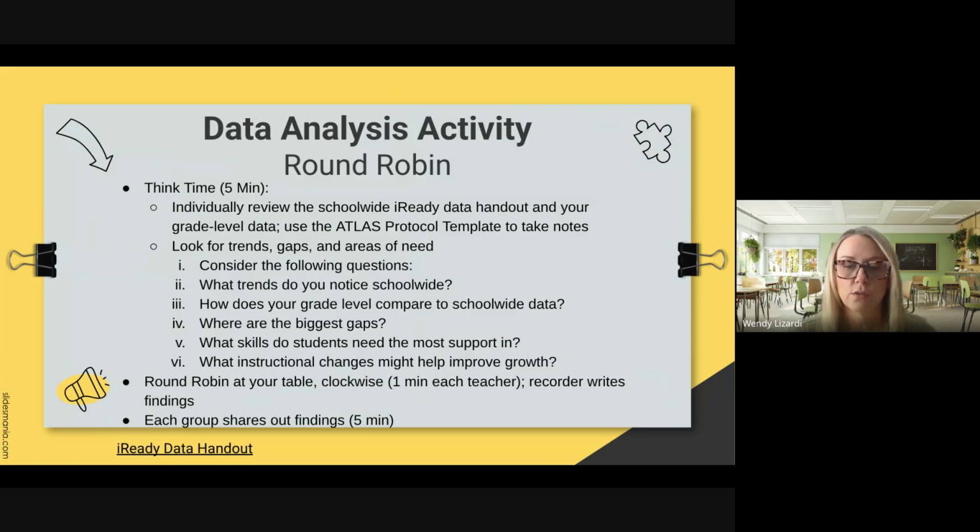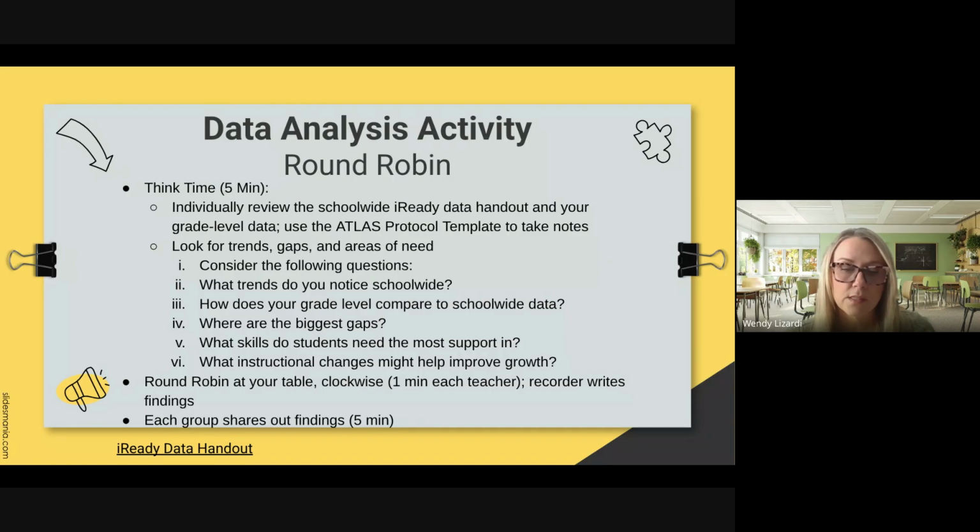So we are going to do a round robin, just like we have our students do in class for AVID with our Kagan structures. So I'm going to give you about 5 minutes of think time to use both handouts, individually and quietly, to review the school-wide data. You're going to look for trends, gaps, and areas of need. Consider what trends you notice. How does your grade level compare to school-wide data? Where are your biggest gaps, the school's biggest gaps, and what skills do you think students need the most support in? What instructional changes might help improve growth?